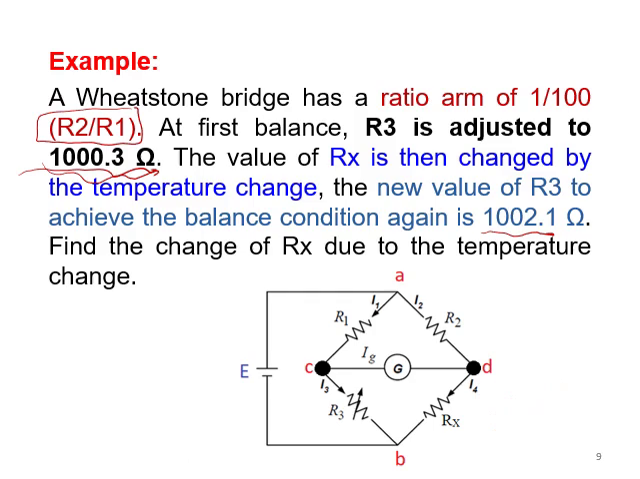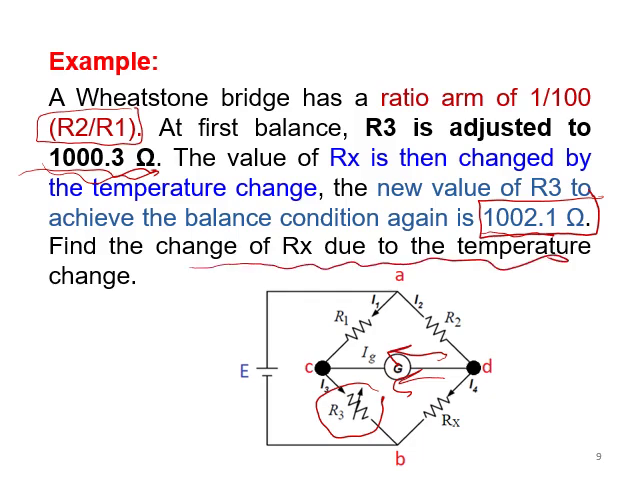So we are going to get a current flowing in the galvanometer. How to stop the current flowing in the galvanometer? By getting the balance. How to get the balance? By adjusting R3 again. So I adjust R3 again to find that the current stopped flowing in the galvanometer when the resistor of R3 equals 1002.1. Now the question is, find the change in Rx due to the temperature change.